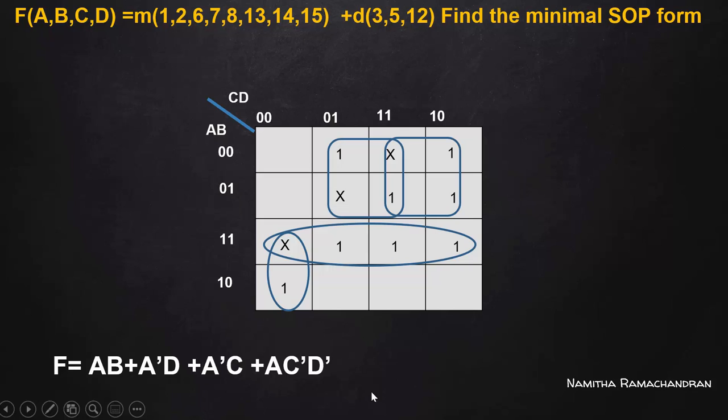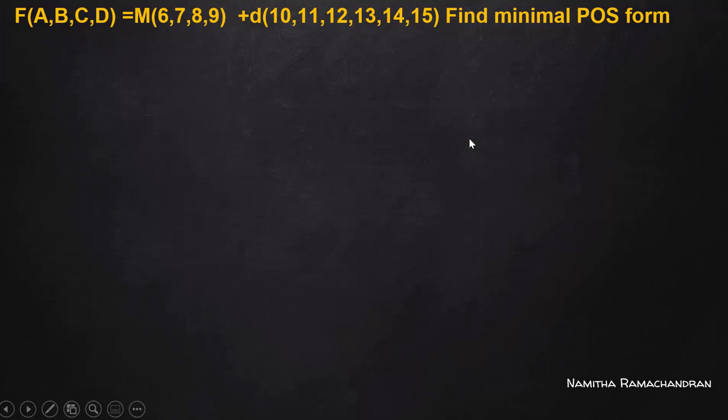So this is the simplified form of this given minterms. And also here we consider don't cares for simplifying this expression to a smaller form. Or we can generate a smaller logical expression, because here we are considering these don't cares while forming groups. So next is the POS form simplification.